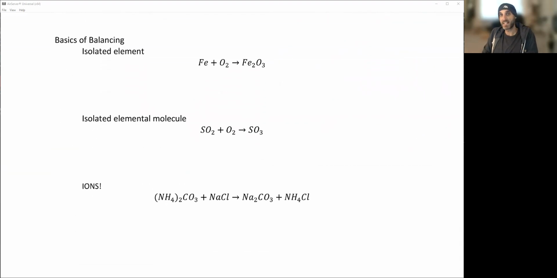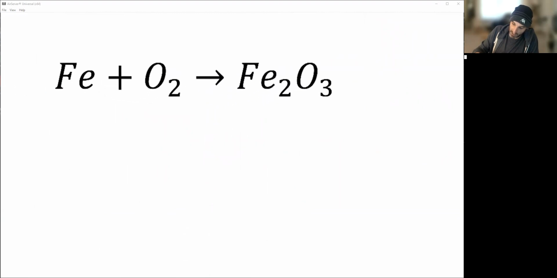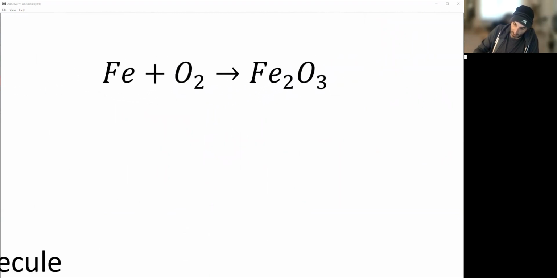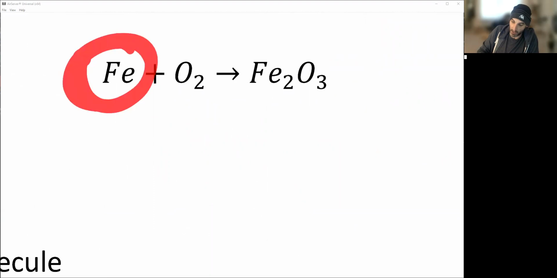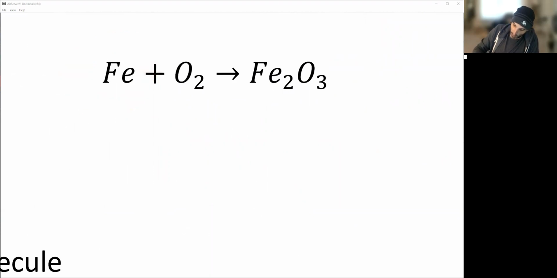So let's talk about the basics of balancing. There are plenty of ways to do it. Some are easier than others. And so let's look from simple to more difficult. If you have an isolated element, this is kind of how I would like you to take a look at this. I have iron all over here. So just to make life a little bit easier, I'm going to divide this up. I'm going to do oxygen and I'm going to have iron.